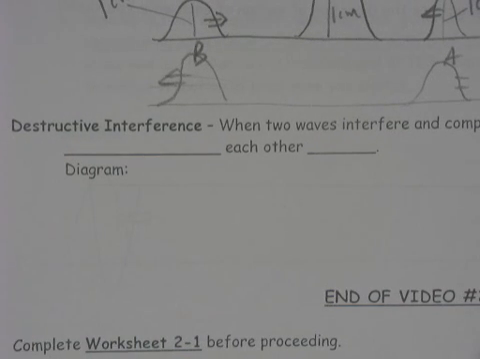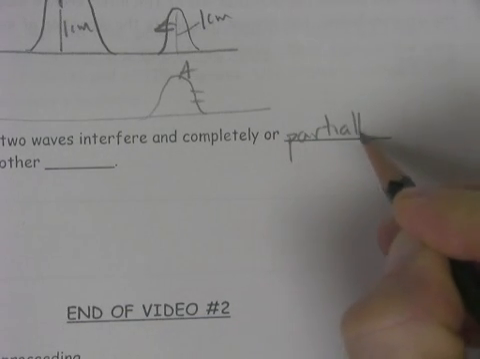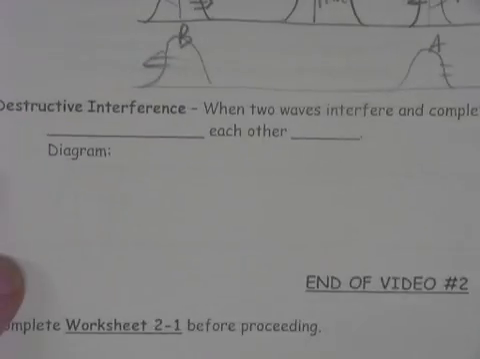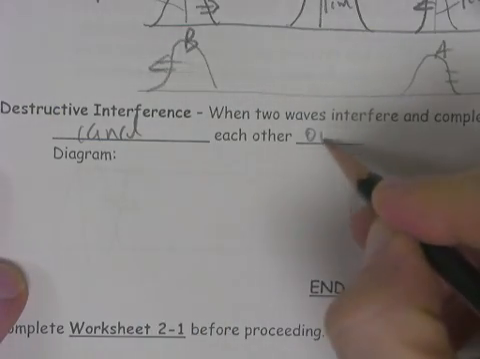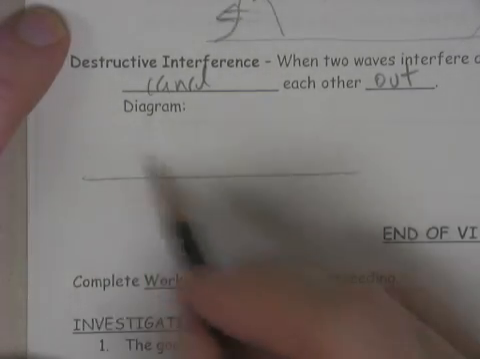All right, the next one, destructive interference. This is when two waves interfere and completely or partially cancel out. It doesn't have to be completely. I'll do some smaller examples here. So let's do an easy one.